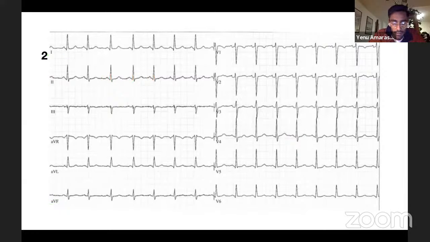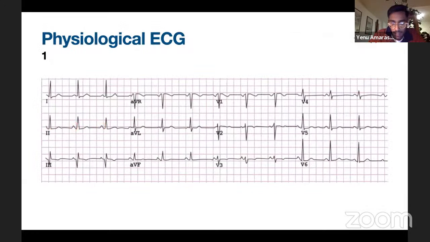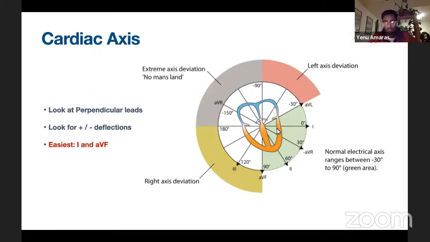So if I just go back to the pie chart looking diagram I have here. As lead 1 was positive, it would go in the direction towards lead 1. And AVF, even though there was negative deflection, the net outcome was a positive deflection. So still, it would fit within this range, which is 0 to 90.